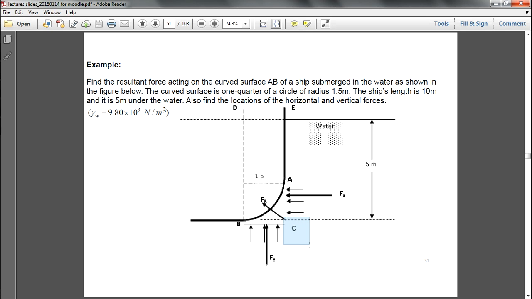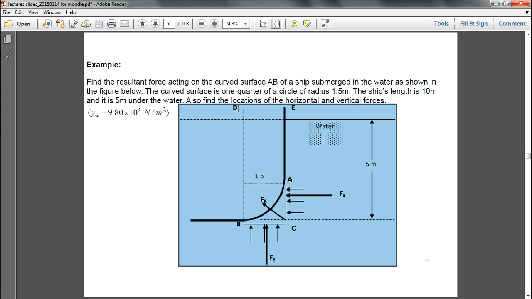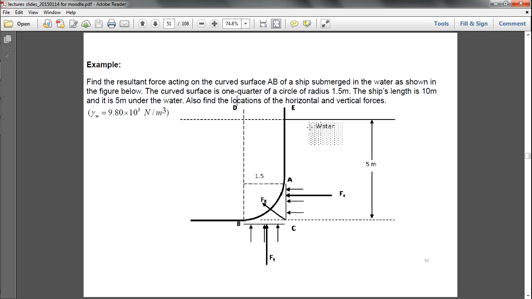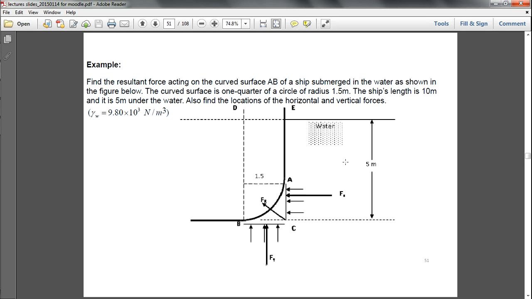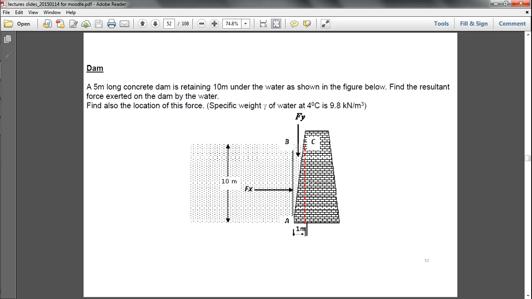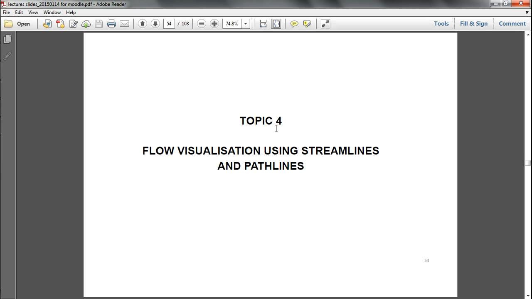So C itself is an imaginary point, so it is wise not to take this point as a reference, but rather take point B or perhaps D or E. Nonetheless, B and A are the best points to take. So this will totally end lesson 4. Nonetheless, we have a dam question which I haven't done yet, so maybe in the future. But then we'll talk about flow visualization using streamline and pathline, and then solve some equations.